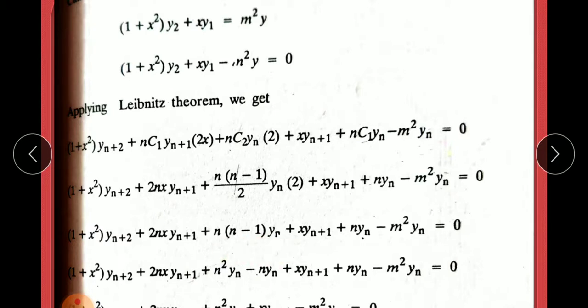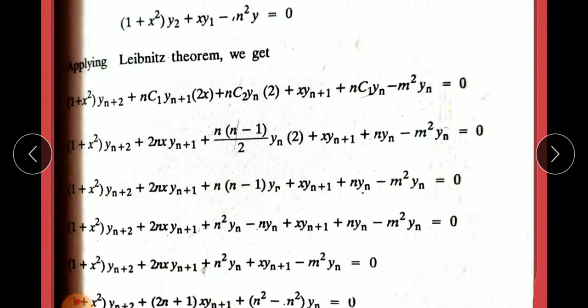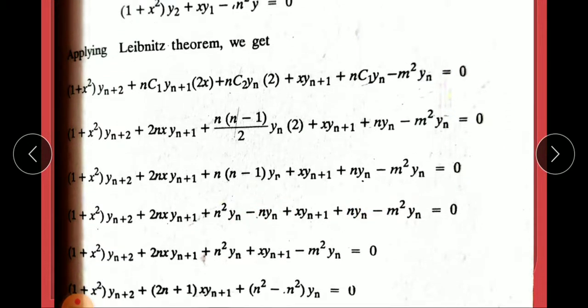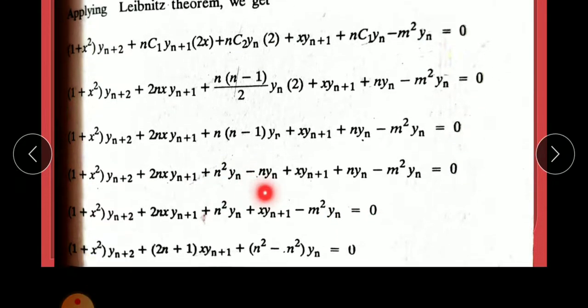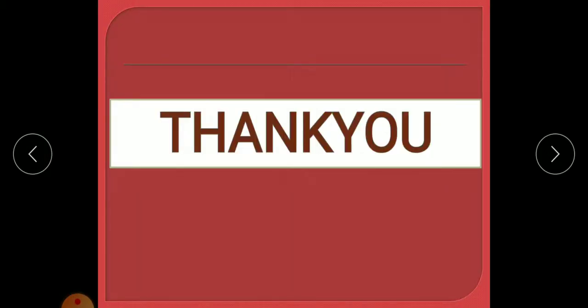Now in this term the 2 gets cancelled and we have n minus 1. So again this term will be the same. And in this term you have to multiply, n into n is n squared y n minus n y n, then leave the remaining terms. Now here n y1 and n y n get cancelled, so minus m squared y n equals 0. So 1 plus x squared y n plus 2, plus 2n plus 1 x y n plus 1, minus n squared minus m squared common, you take the y n term, which equals 0. Okay, so this is the result we have arrived at, which was given in the question.